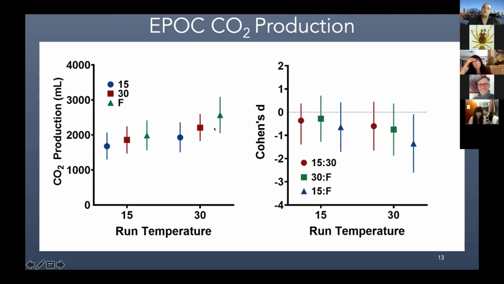The EPOC was that half an hour after each run. We measured total CO2 production during that interval. And these were our results for that at 15, 30, and fluctuating acclimation. And we didn't see much effect here, except the 15 and fluctuating at 30 degrees, at the higher temperature. We did see an effect where the fluctuating had higher CO2 production than the 15-degree acclimated animals.